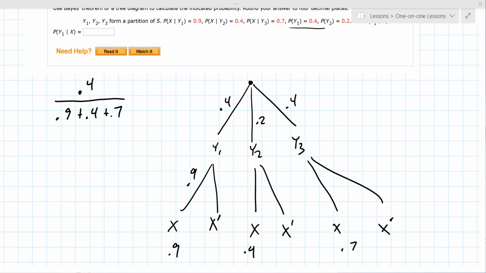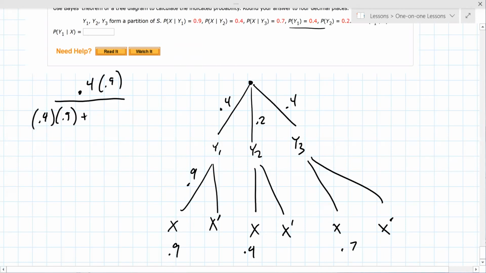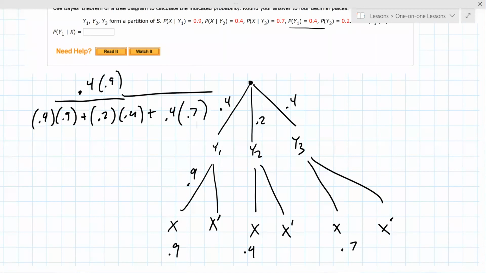Yeah, so there's a little bit more to this. We have to multiply the numbers here. So the one we want is this 0.4 times 0.9. That's going down this part of the tree here, and that number also comes down here. And then you add to it going down this part of it, because it could be 0.2 times 0.4, because that's also x, but it's the y2, plus the 0.4 times the 0.7. Okay, so let me get this value, and that'll close this out.